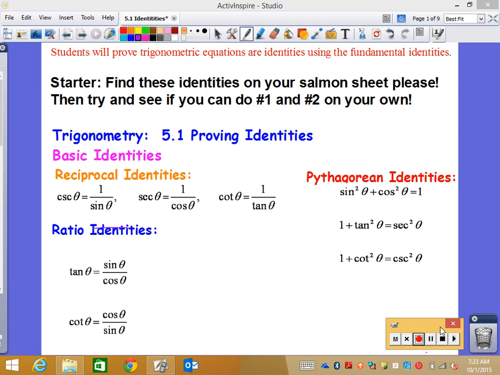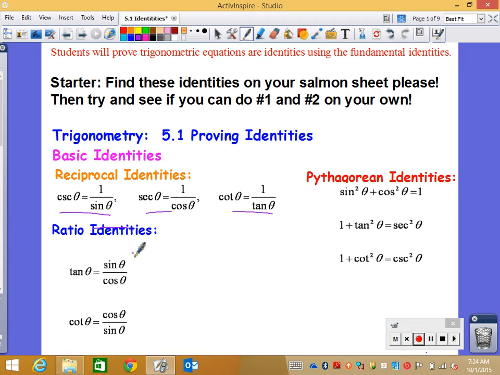Hey, so today we're talking about 5.1, which is proving some more identities. Now, we talked about some very basic identities back in either Chapter 2 or Chapter 3, but we're going to dive a little deeper in. So the first thing we need to review is that cosecant is 1 over sine, secant is 1 over cosine, and cotangent is 1 over tangent. Remember, those are my reciprocal identities.